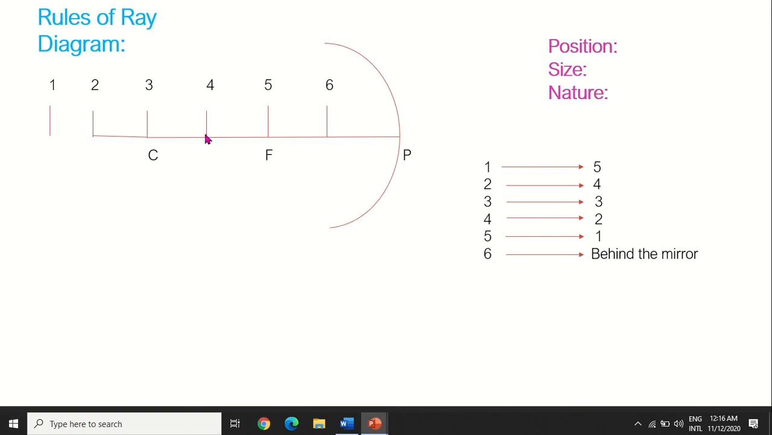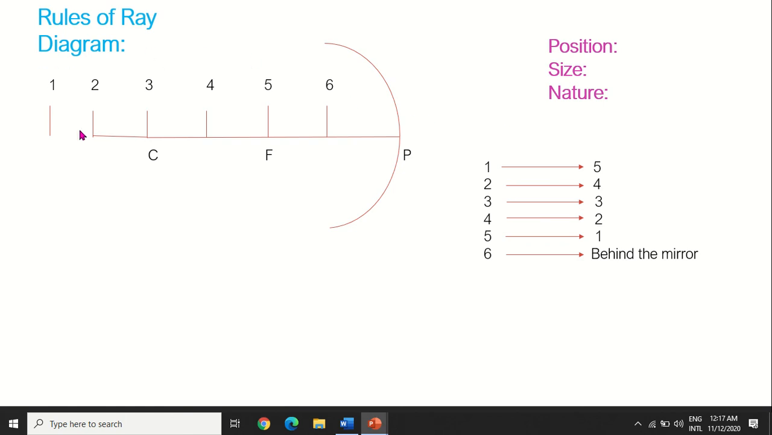Then number 4, when the object is between center of curvature and principal focus. And number 5, when the object is at principal focus. Number 6 position, when the object is between pole and principal focus.